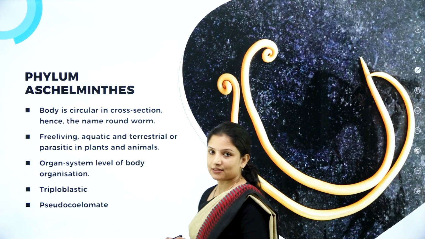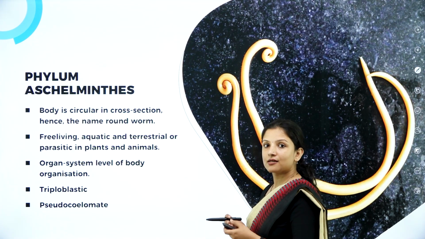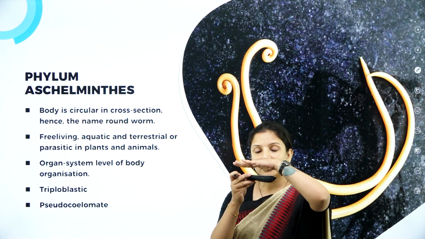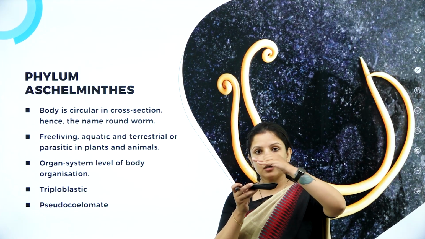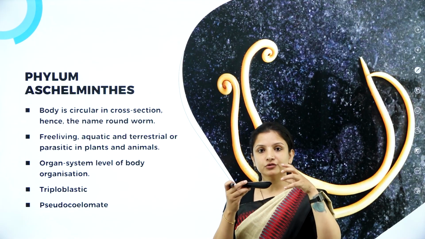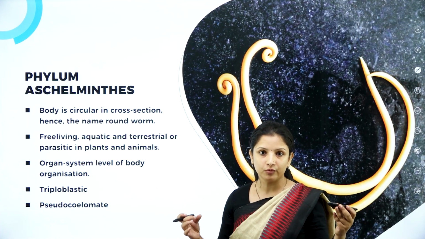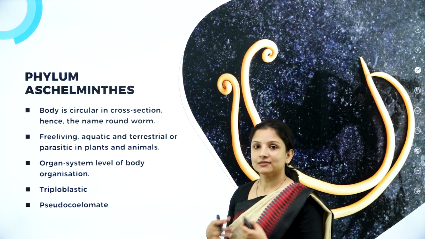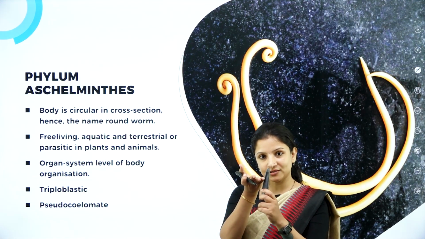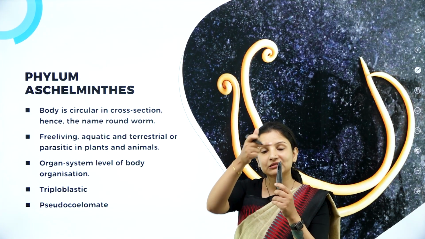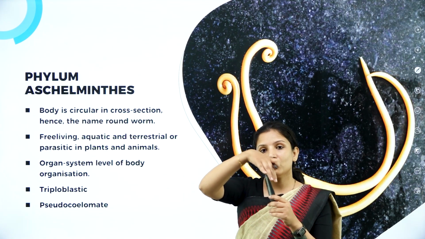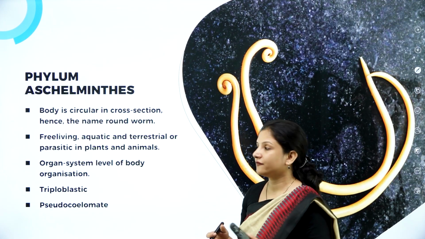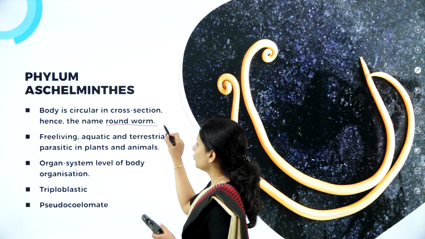So phylum Aschelminthes, they are commonly called roundworms because dorsally and ventrally, that is, when you look at their upper surface, it is also round and the lower surface is also round. It exactly looks like a tube. So therefore, it is called a roundworm. And the body is circular. Whenever we take a cross section of it and observe its body, it is completely circular with no angles or edges or anything. It is completely circular like a circle. So therefore, it is called a roundworm.